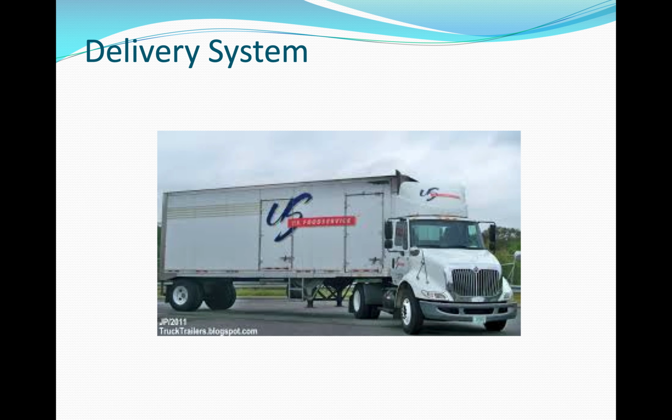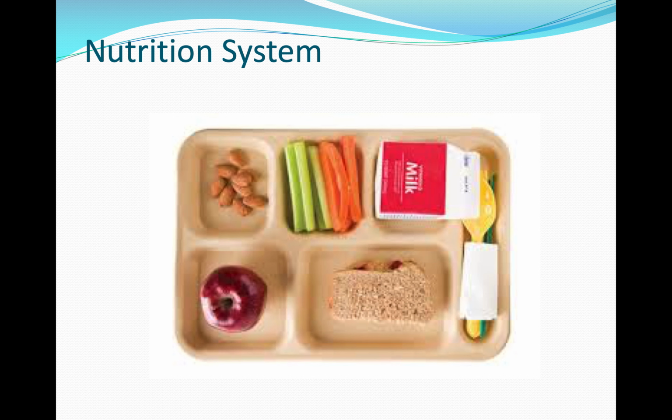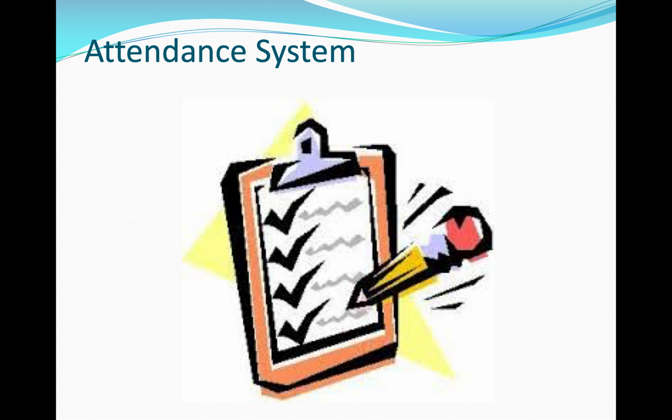Then we have the nutrition system. The menu must be planned well ahead of time to make sure that the nutritious food is ordered and there on time for the children. So that's the nutrition system. Then with the attendance system, the person ordering the food must know how many children will be present on the day the snack is to be served. So that's our attendance system, and how does that work in your program?